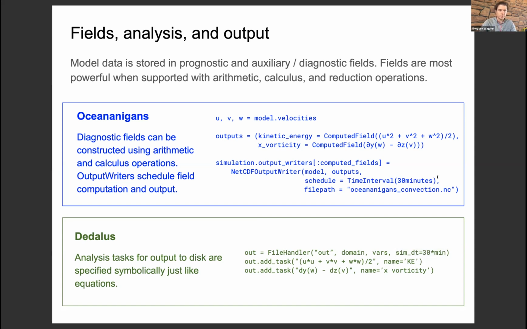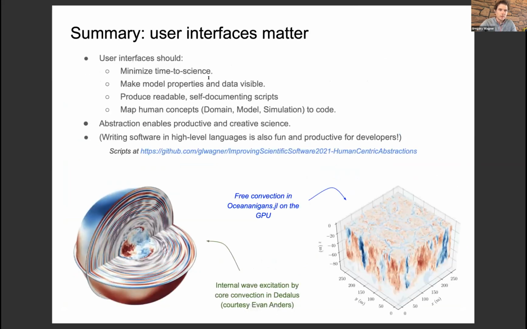Okay, so now this is my last slide. Hopefully the main point that I'm impressing on listeners is that user interfaces are important, because really we're writing software so that scientists can produce knowledge, and a good user interface will make scientists more productive, minimize time to science, and result in more knowledge creation. So it's a win for everybody.